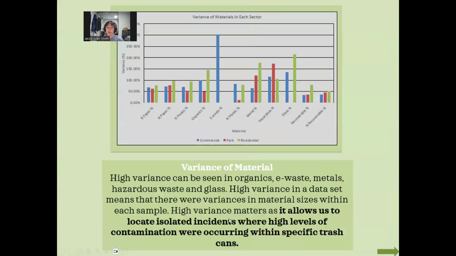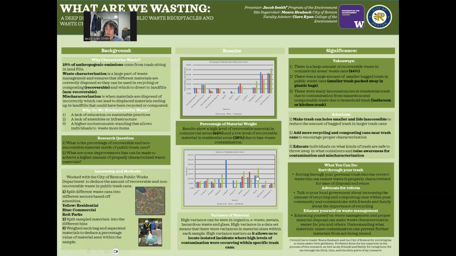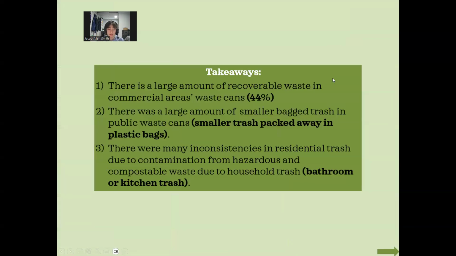Right there. So high variance can be seen in organics, e-waste, metals, hazardous waste, and glass. High variance in a data set means that there are variances in the material sizes within each sample. Essentially, that means that, say, can number 173 had a really high level of hazardous waste and compostable waste, but can number 172, which is also in the same area, had lower level of compostable and hazardous waste, therefore creating variance within the data set. And essentially, that allows us to look at isolated incidents where high levels of contamination were occurring within specific trash cans in specific areas.